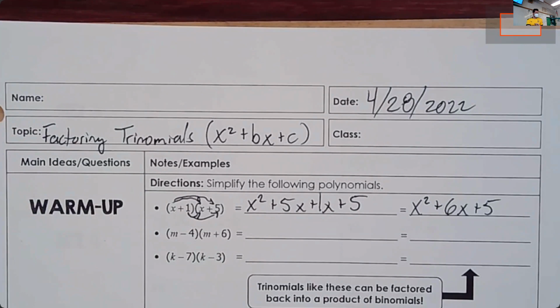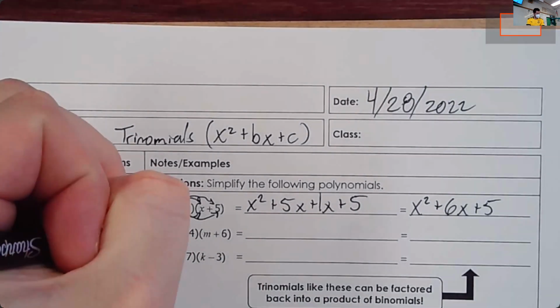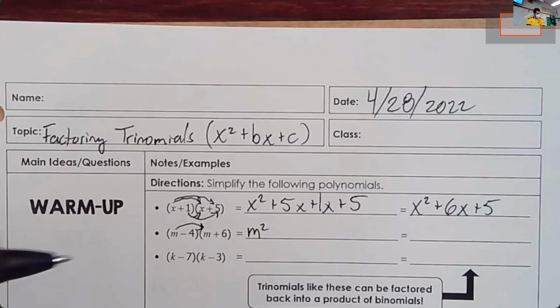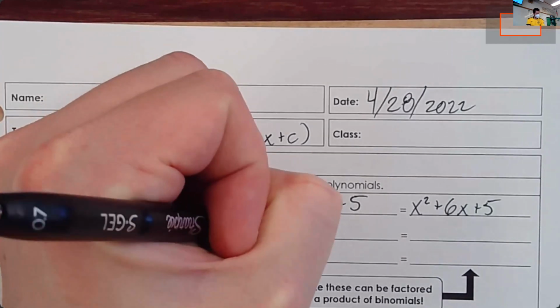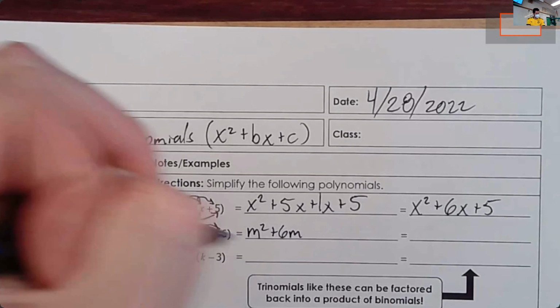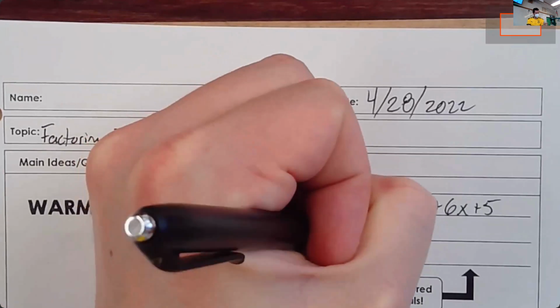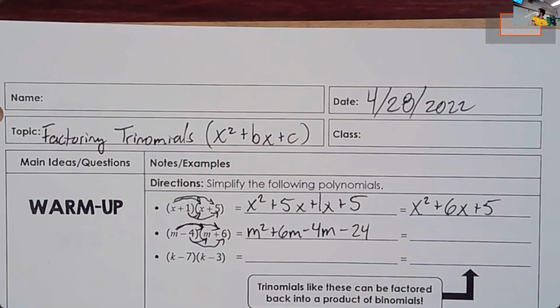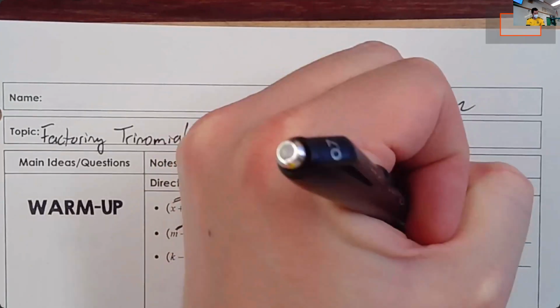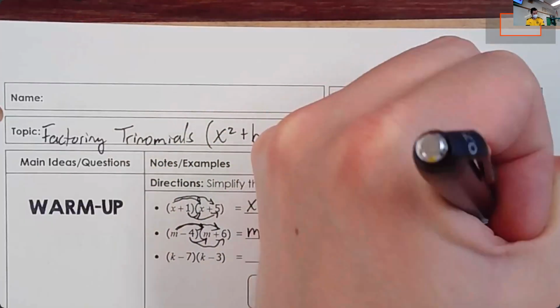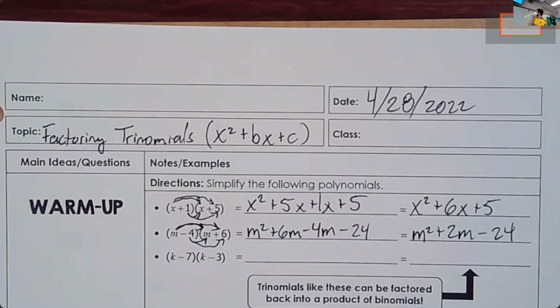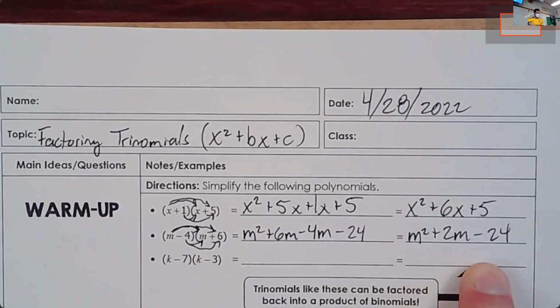The second problem is the same idea. So first times first, m times m, that's m squared. Outer, m times 6 plus 6m. Inner, negative 4 times m would be minus 4m. And then last, negative 4 times 6 is negative 24. The two terms in the middle, positive 6m, negative 4m, those combine together. 6 minus 4 is 2. So we end up with m squared plus 2m minus 24. So we're going from two binomials using FOIL, ending up with a single trinomial at the end.